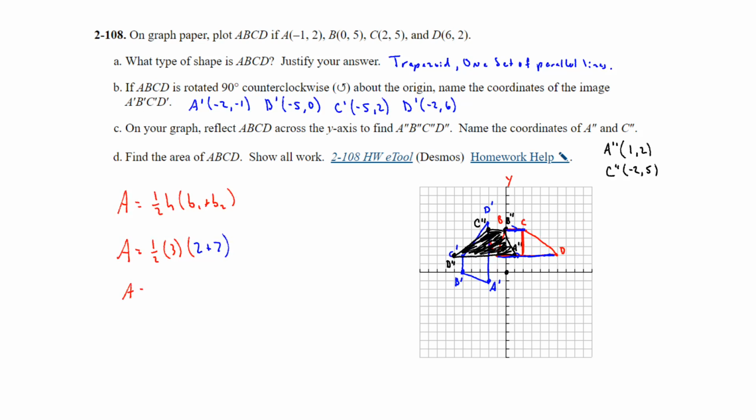So if we figure this out, we got 1/2 times 3, and then 2 plus 7 is 9. And then you're going to take 3 times 9 is 27. Half of 27 is 13.5 units squared. And this is for part D, where you're finding the area of the quadrilateral, or in this case, the trapezoid.